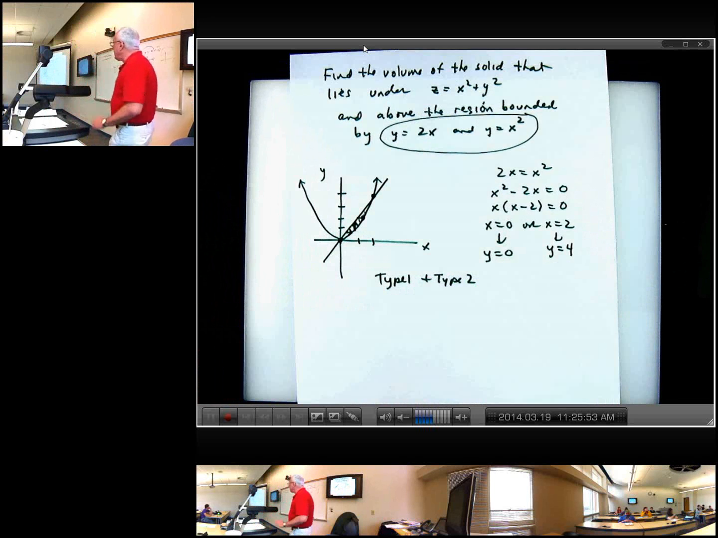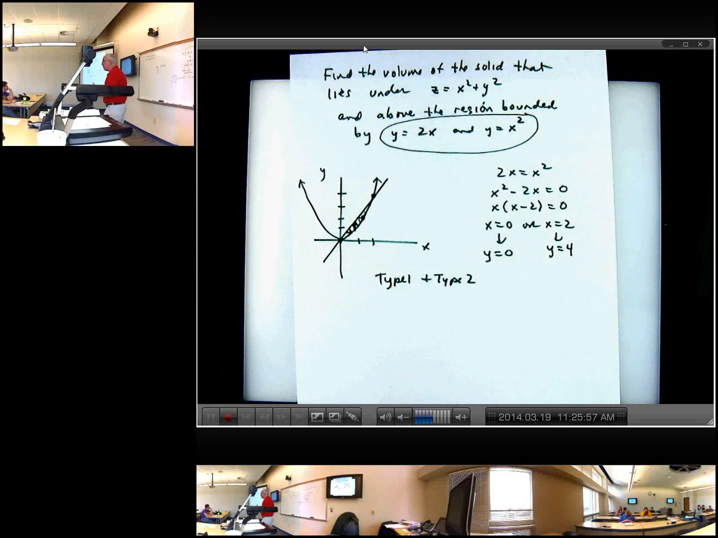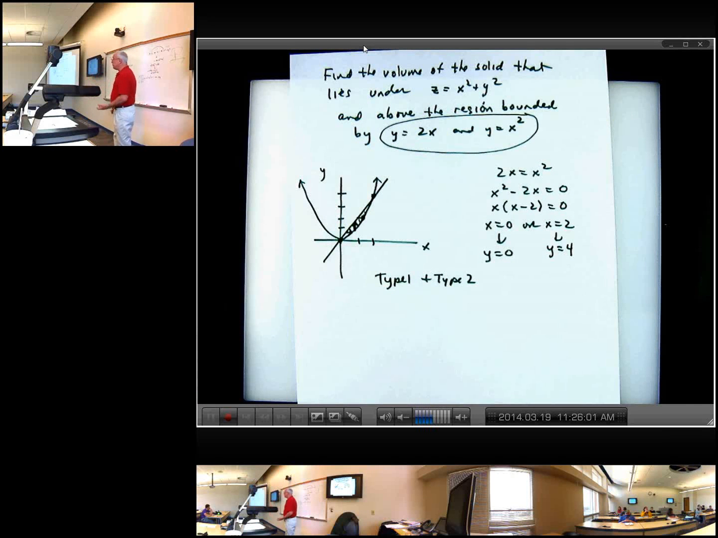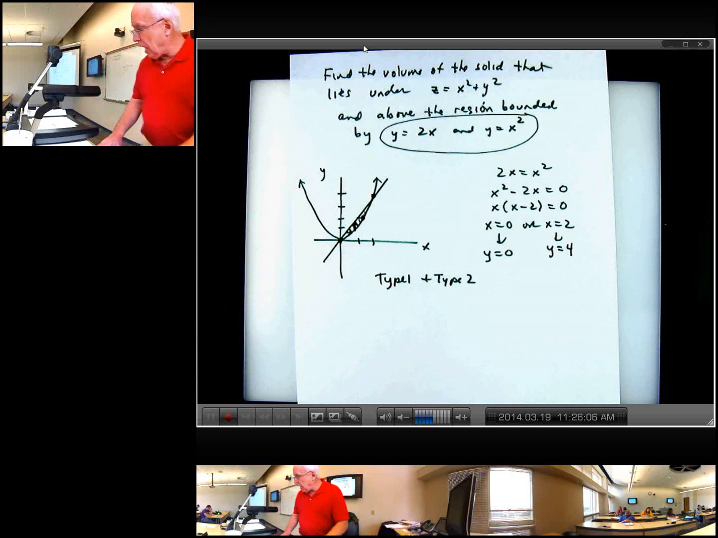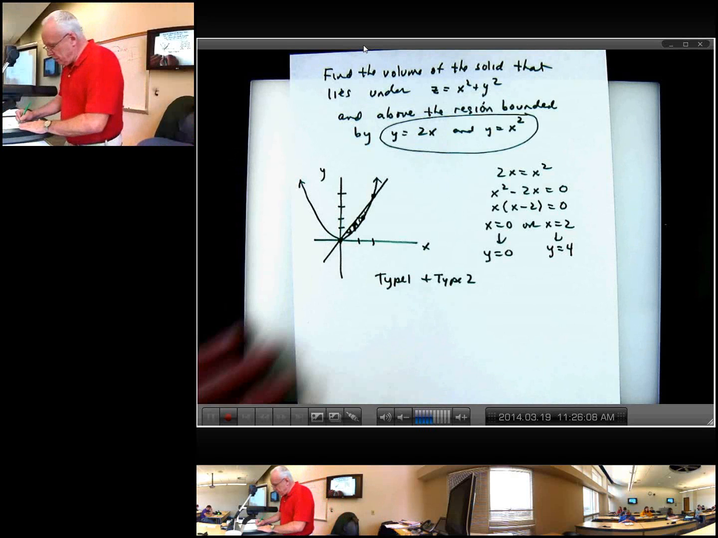So something like that, you can pick your poison, so to speak. You can choose whether you want to integrate first with respect to y, or whether you want to first integrate with respect to x. It's your choice. I'm going to work it as a type 1.